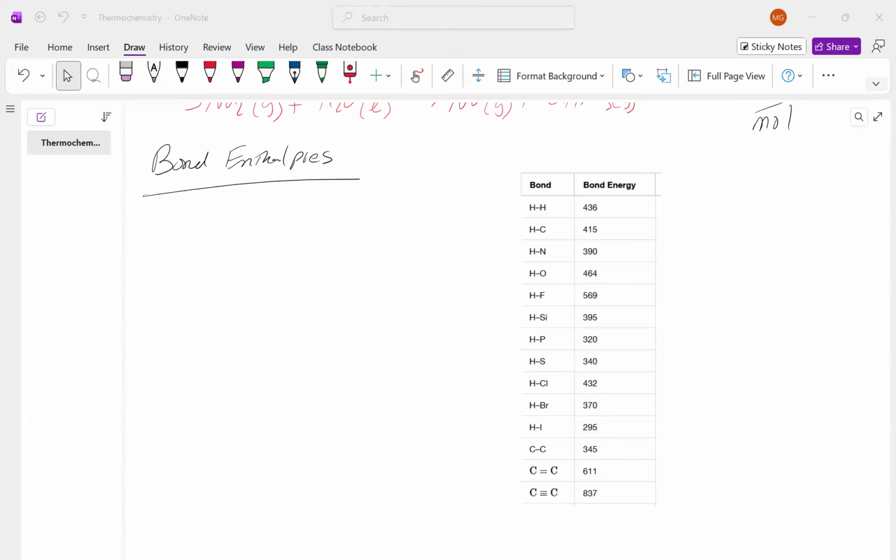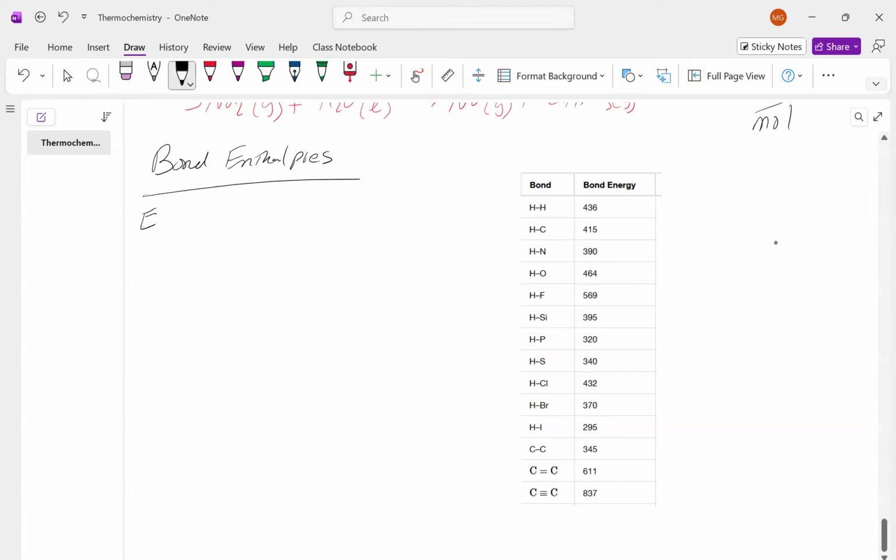In this last video, we're going to use one more application of Hess's law to find the enthalpy of a reaction, but using a different type of enthalpy, and again using the pretend nature of Hess's law, where we're going to be using the energy involved in bond forming and bond breaking.